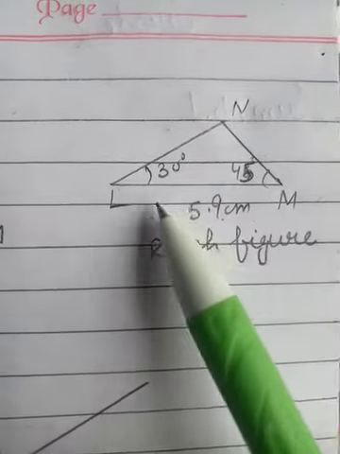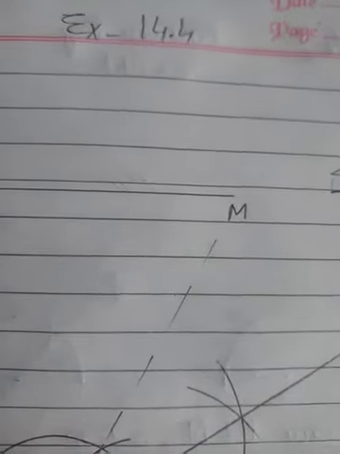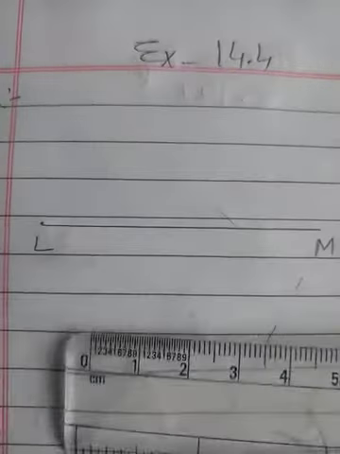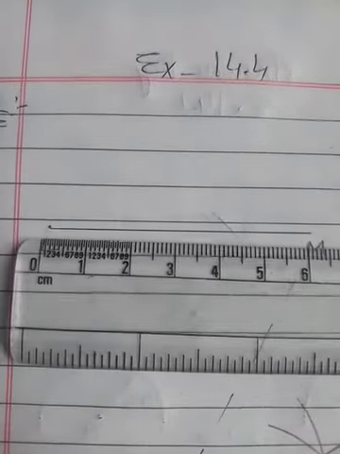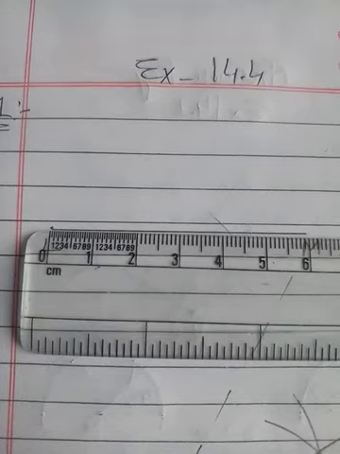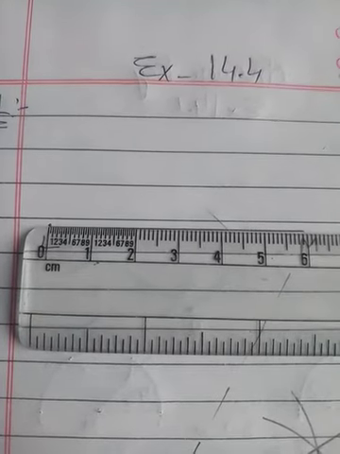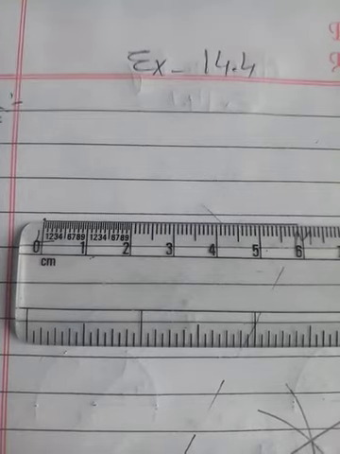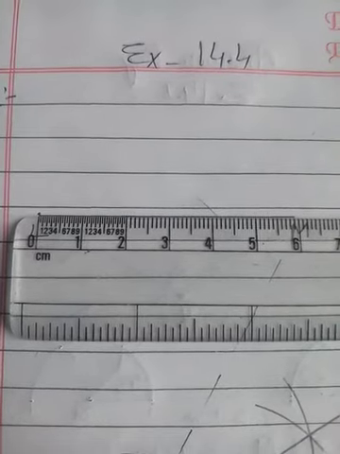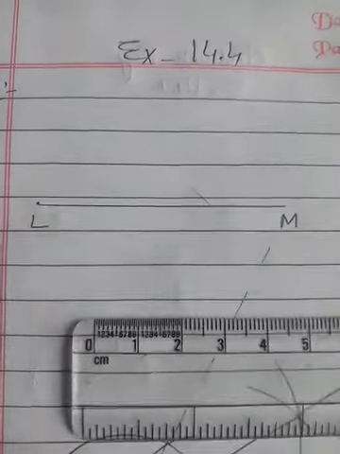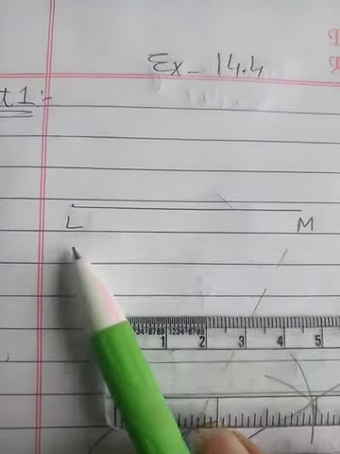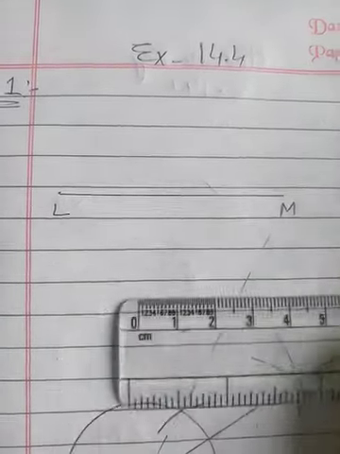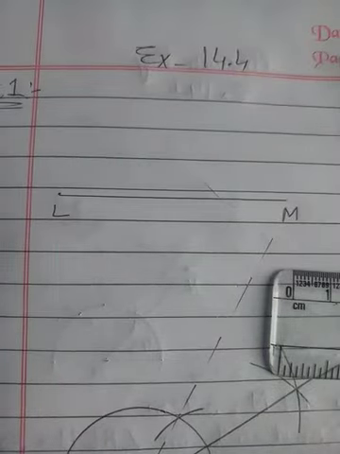Clear? So let's start. First of all we will draw a line LM with the length of 5.9 centimeter, means only 1 millimeter less than 6 centimeter. You can see I have drawn a line segment of 5.9 centimeter. Now I have one L point and one M point. On L point I need to construct the angle of 30 degree.